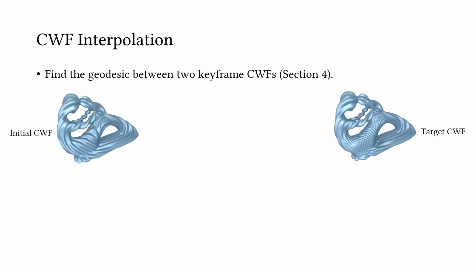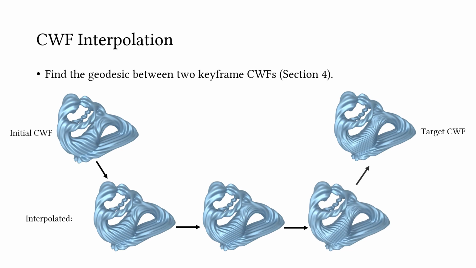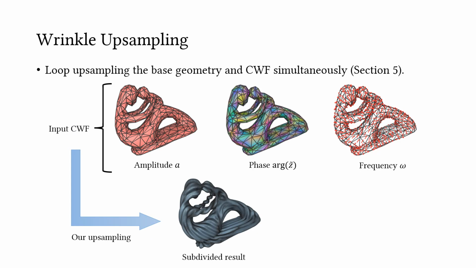Our paper includes two core algorithms for working with CWFs. First, we provide an algorithm based on finding a geodesic in the space of inextensible shells for smoothly interpolating between wrinkle patterns through time. And second, we describe a subdivision algorithm for rendering fine wrinkles on loop-subdivided base mesh geometry.